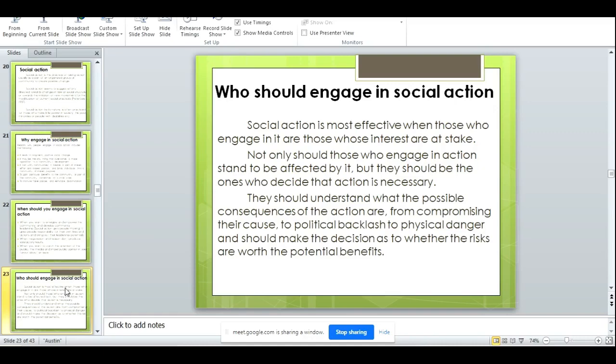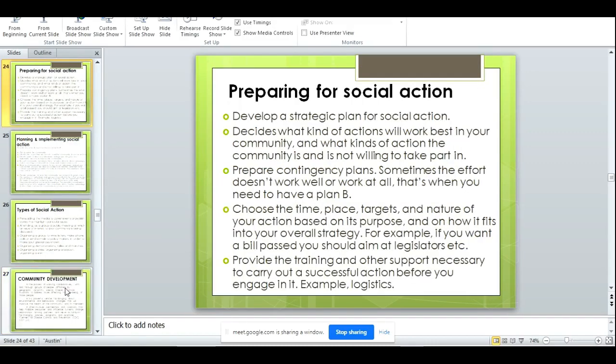And when you're engaging in a social action, you should also understand the possible consequences of your action. It may compromise their cause, there will also be political backlash, there will also be physical danger. So you want to recognize this fact. If you are not ready for all this backlash, do not engage in social action. That is what this point is talking about.